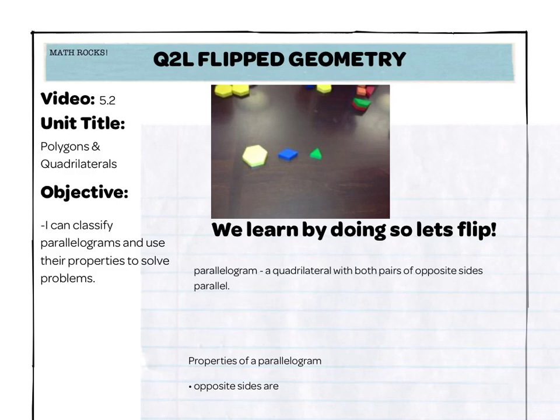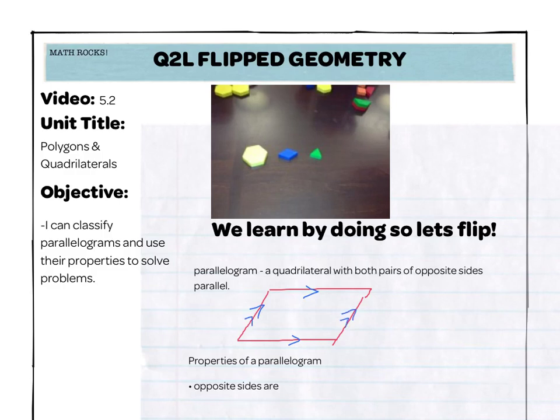Your objective is I can classify parallelograms and use their properties to solve problems. The very first definition we have today is parallelogram. A parallelogram is a quadrilateral with both pairs of opposite sides parallel. So if we were to draw a parallelogram, it would have four sides because it's a quadrilateral, and opposite sides are going to be parallel. Those two sides are parallel, and these two sides are also parallel.